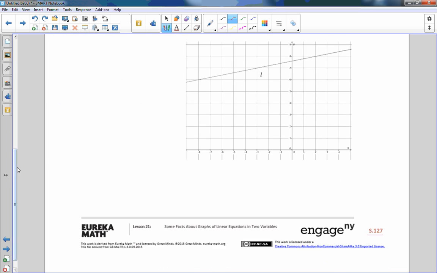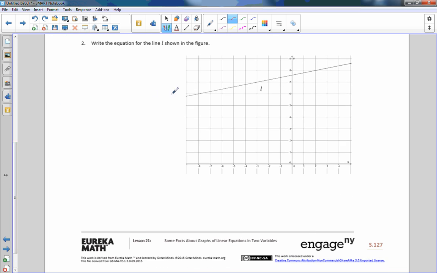Number 2, write the equation for the line L shown in the figure. Okay, first thing I look at, y-intercept is not an integer, so I'm looking for integer values. There's one, and here's one, and I could also have used this one. So it doesn't matter which one you use. I prefer positive, so I'll work with this over here.